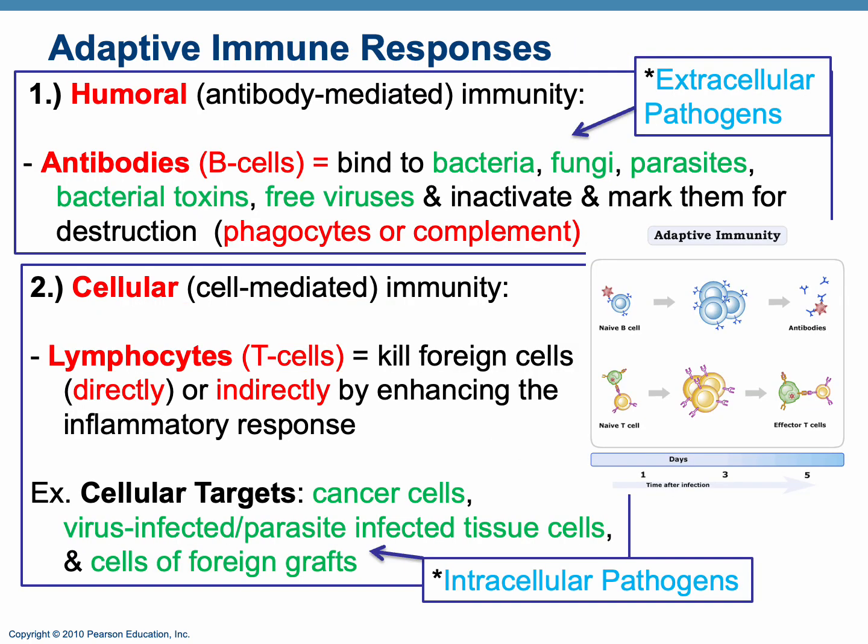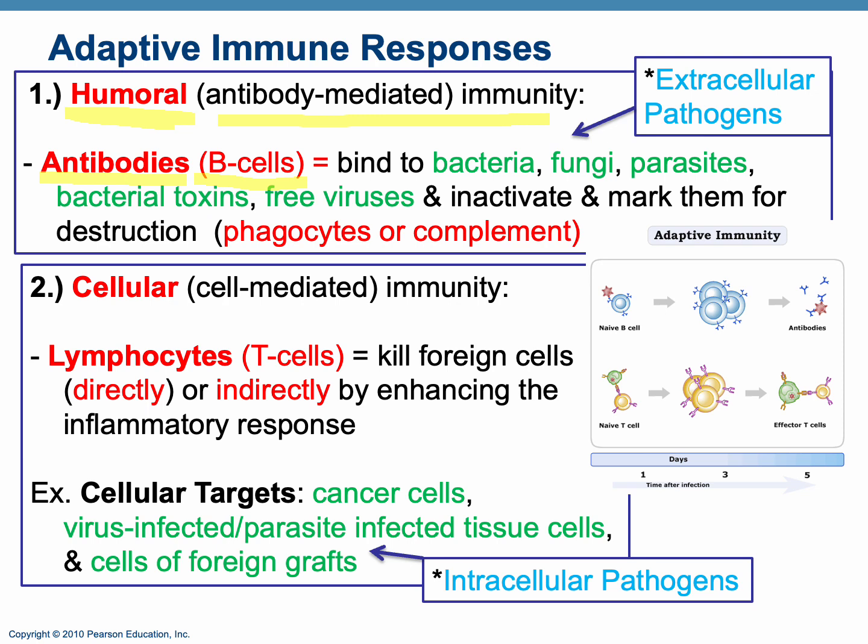Okay, if we were to go ahead and look at the adaptive defense system, it is broken down into two major categories. So the first category, we are looking at what is known as humoral immunity. Humoral immunity. This is also known as antibody-mediated immunity. This type of immunity really focuses in on the functions of the B cells or B lymphocytes. So a big emphasis on antibodies.